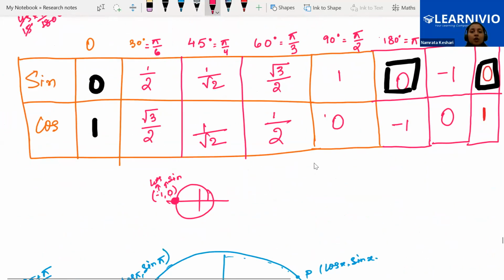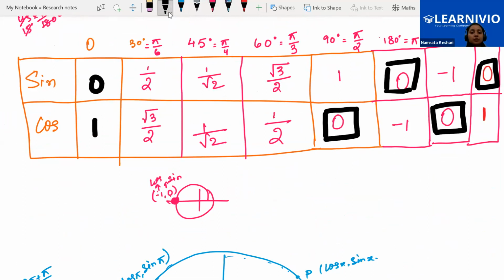In our table, if we observe closely, we can see it is 0 over here at 90 or pi by 2. It is 0 at 3 pi by 2. Okay, what about 5 pi by 2? What about cos 5 pi by 2? 5 pi by 2, let me tell you, it can be written as cos of 2 pi plus what? Any idea? 2 pi plus what? Pi by 2?